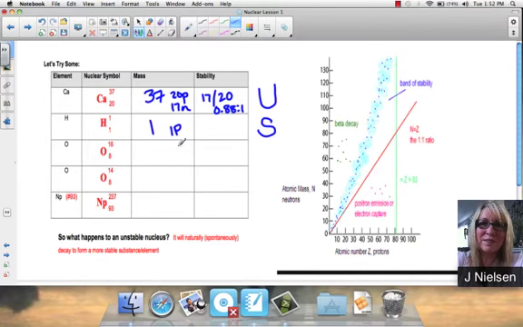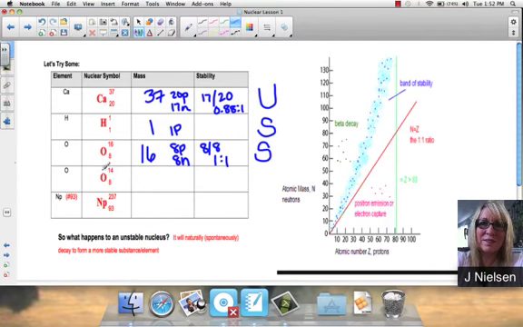So it's stable. Oxygen has a mass of 16 here. We know that we have 8 protons. 16 minus 8 is 8 neutrons. So this is 8 divided by 8, which is going to be 1-to-1. So this is going to be stable.